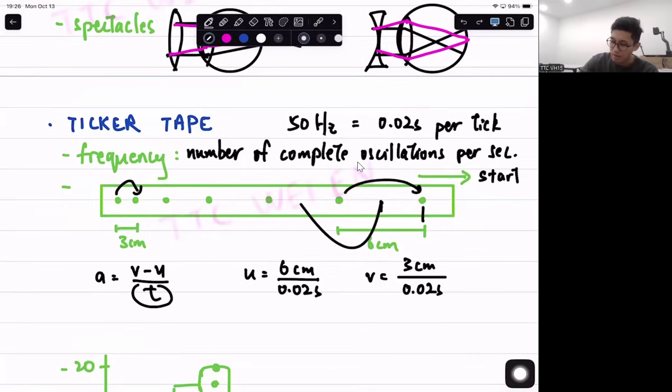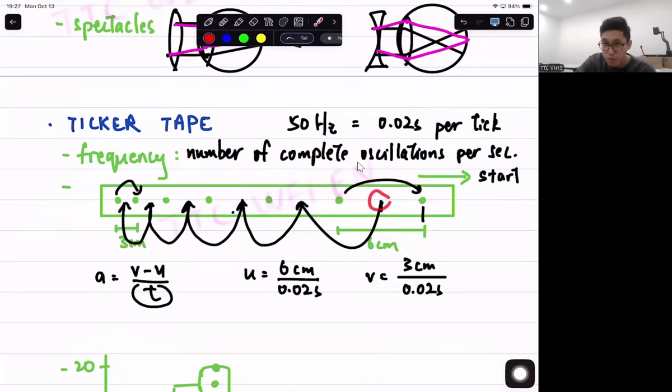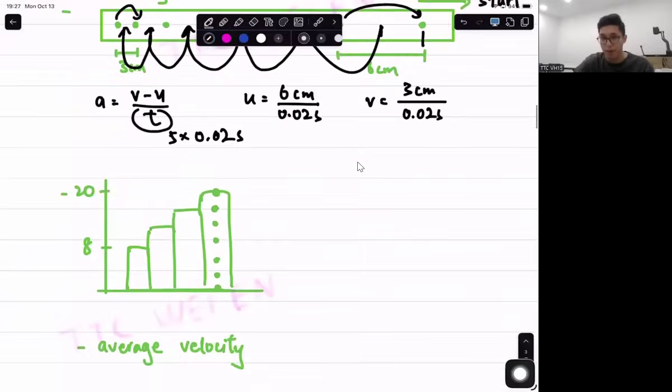You jump 1. Okay? And then you jump 2. And then you jump 3. You jump 4. And then you jump 5. You see, I'm in the middle of the V now. From the middle of the U to the middle of the V. Okay? So total only got 5 jumps only. 1, 2, 3, 4, 5. So 5 times 0.02. Okay? That is how you get the acceleration. Can use cm per second. This one can, no problem. Okay?